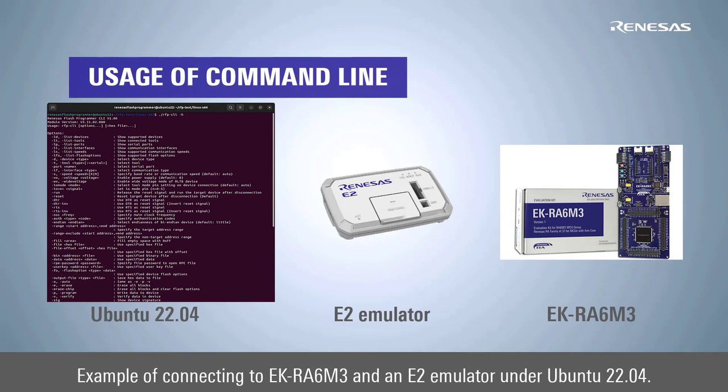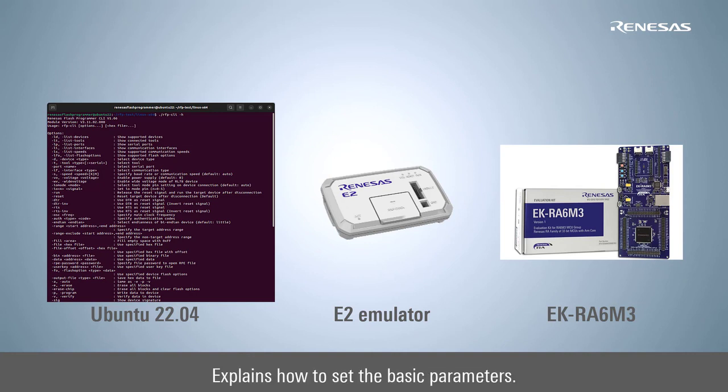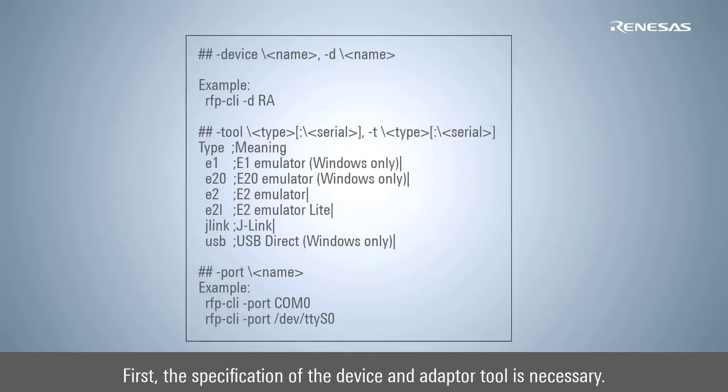Taking connection to EK-RA6M3 using an E2 emulator under Ubuntu 22.04 as an example, this video explains how to set the basic parameters for connecting to the device. It is required to select the device and the adapter tool or COM port. The options -D and -T or -D and -port are used to specify various options.